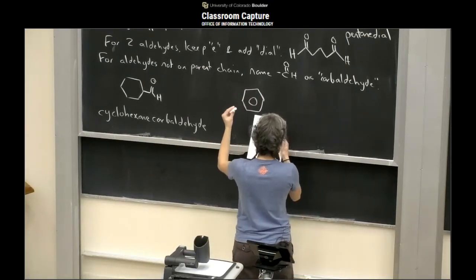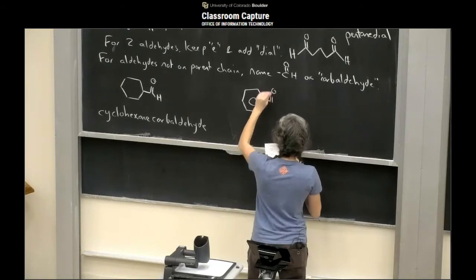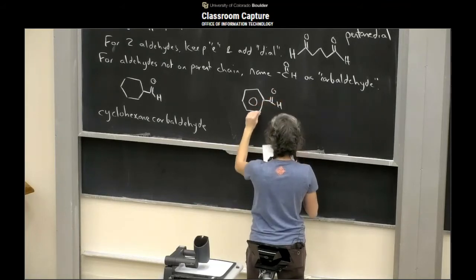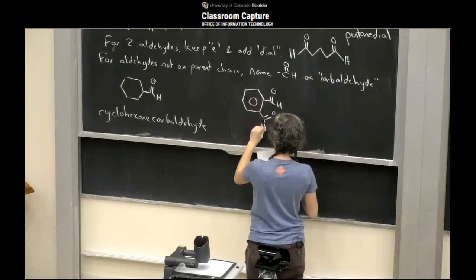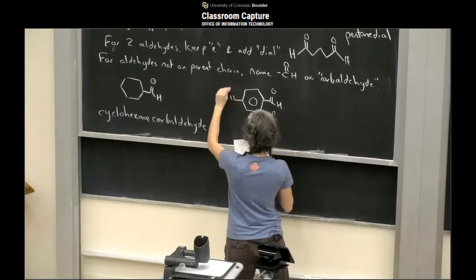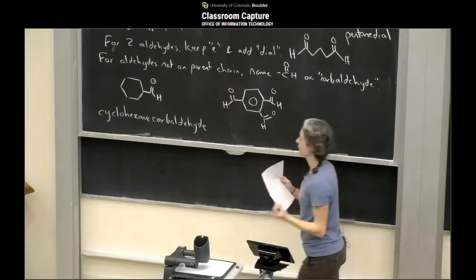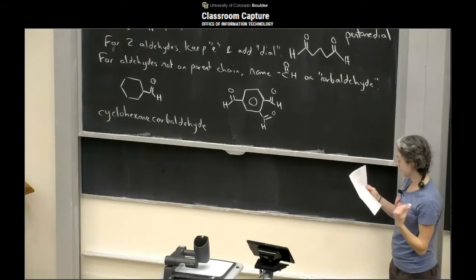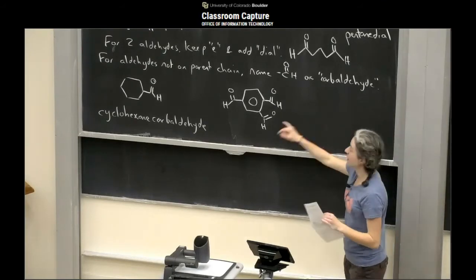Or we could do an aromatic ring, and we can do multiple carbaldehydes coming off of it. So this one we could name as benzene as the parent.